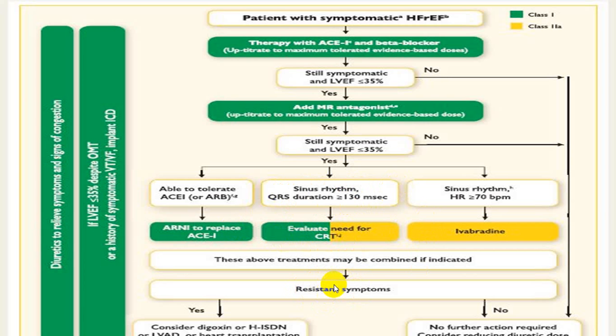Now this is a resistant variety, and if it is a resistant variety, you might have to give artificial support from outside. You might add digoxin. You can use a left ventricular assisted device, or you can have a counterpulsation. You can decide for surgical intervention, or the last option is heart transplant.